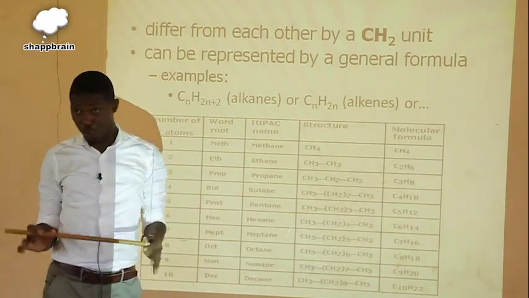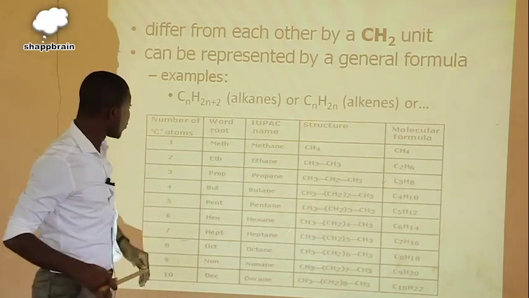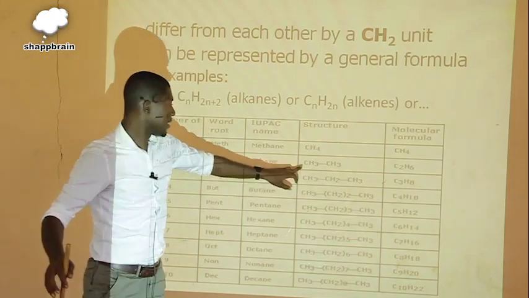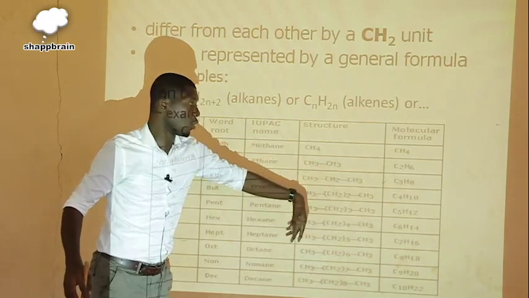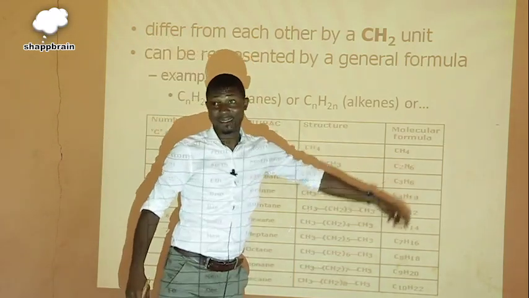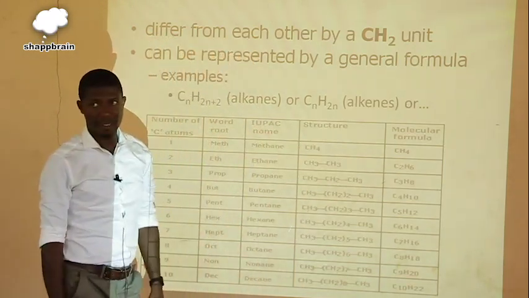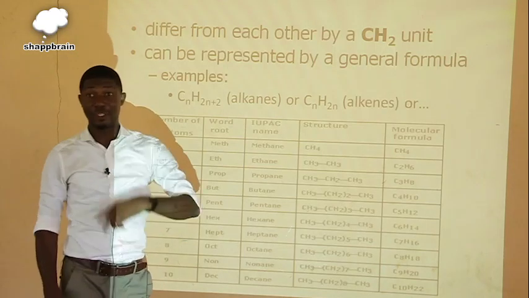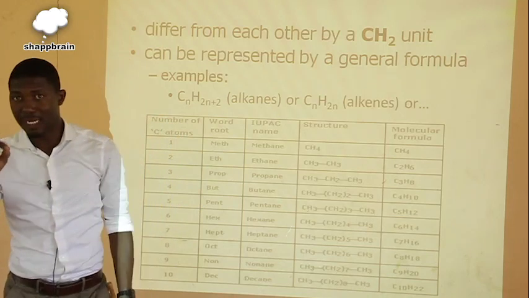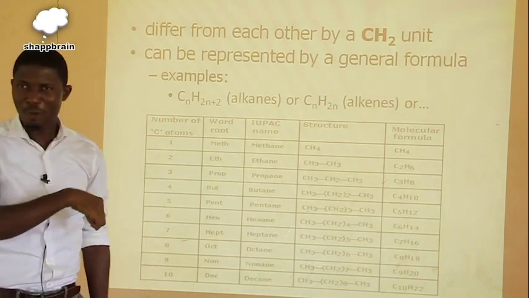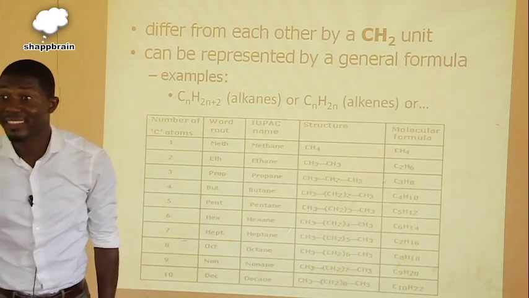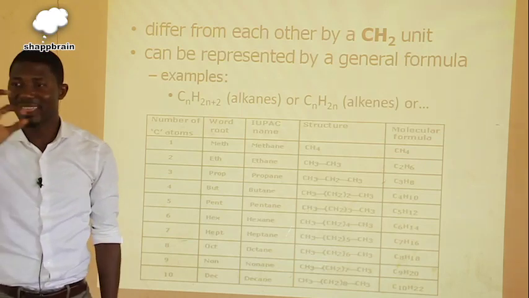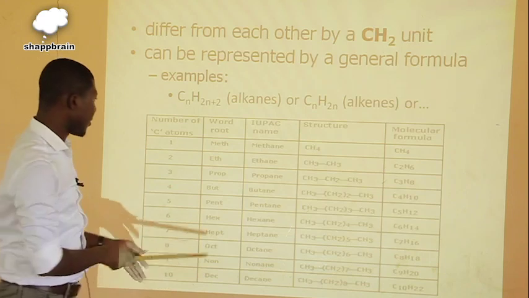Then you come to the second member. For n equals 2, if you substitute the value of n into this formula for alkanes, you obtain C2H6. Okay? And because the value of n is 2, if the carbons are 2, we shall refer to that as what? Eth. Then add the usual ane, so it becomes what? Ethane.